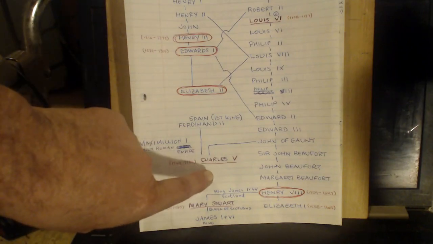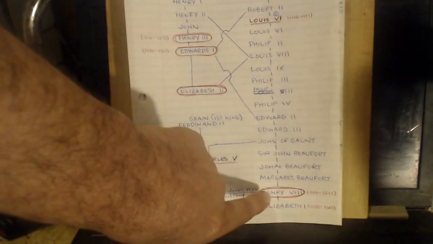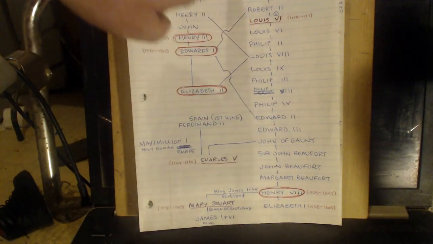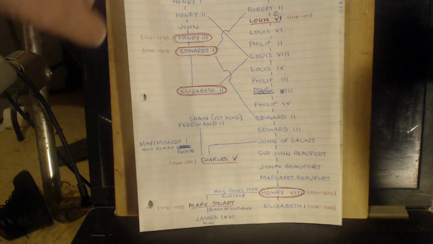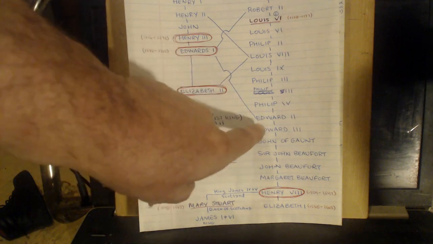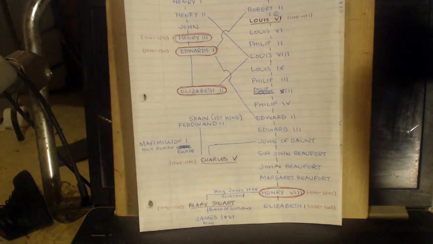Here's Charles V. He comes in on John of Gaunt. See, both of them come in on Elizabeth I, and Mary Stuart comes in at Henry VIII, so that they get everything, all the crowns, all 7, all the 5 up here. Alfred the Great, Charlemagne, Robert I, William I, Louis VI. But they also go through these 2, Edward I and Henry III.